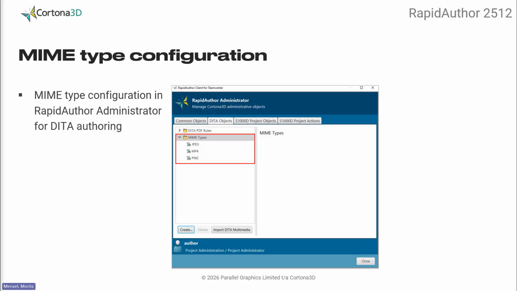And here's the result in our example. We have added 3 MIME types for JPEG, PNG, and MP4 files. And now we can import DITA multimedia objects. We will show this in the next slide.